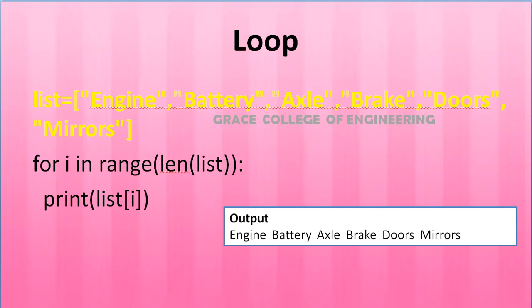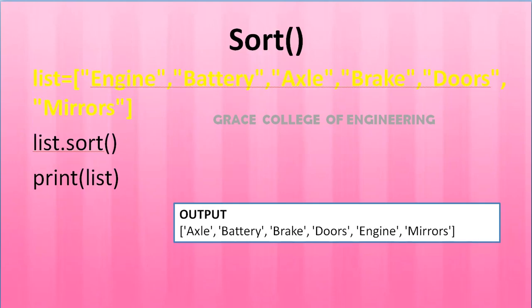The next, battery will be stored in the i variable and battery will be printed. Then axle, then brake, doors and mirrors. One by one it will be iteratively called, and all the elements present in the list will be executed as the output.